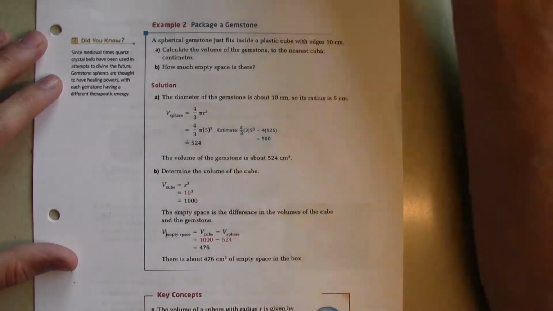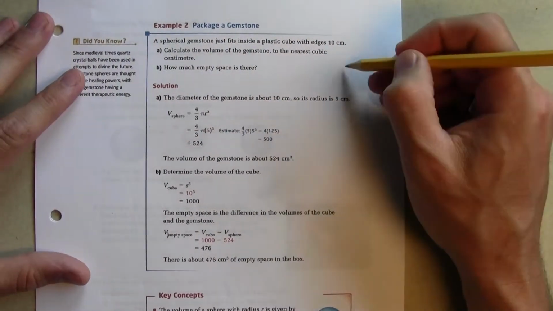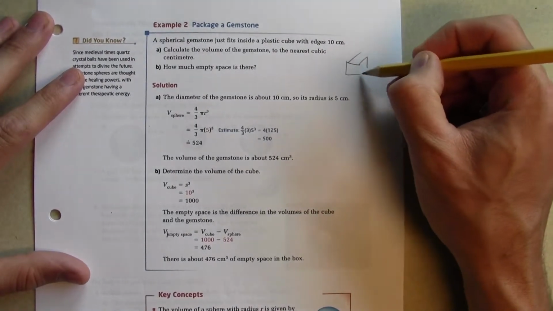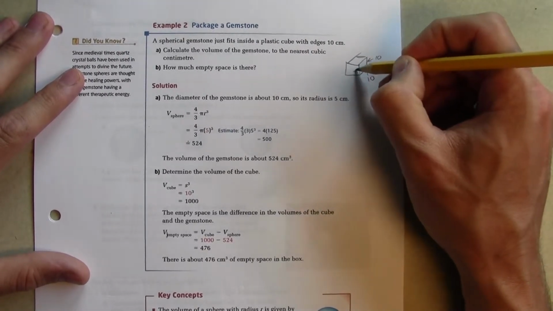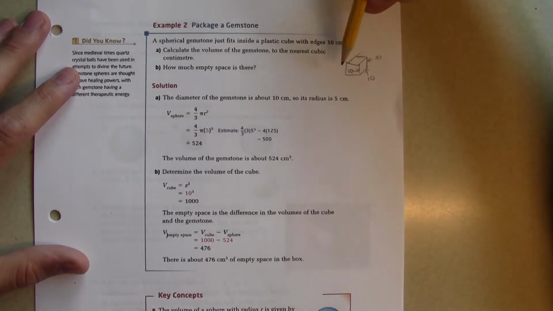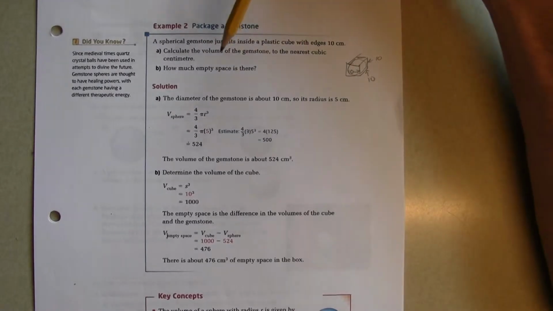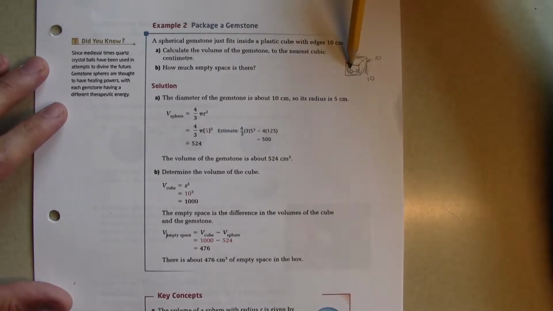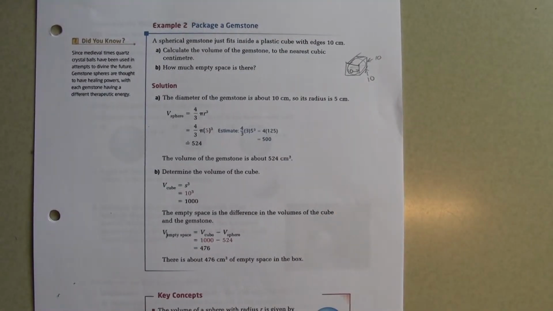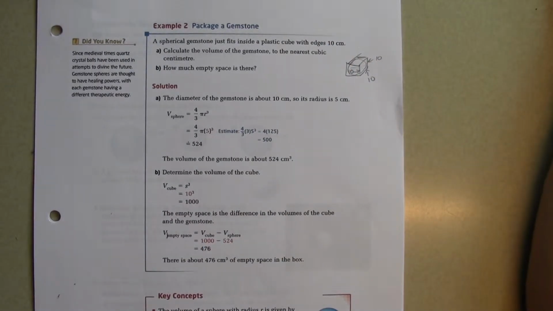All right, last example. A spherical gemstone just fits inside a plastic cube with edges 10 centimeters. So we have a plastic cube. We know a cube, all of our sides are the same, so every side is 10. And then we have a spherical gemstone that's fitting inside there. Calculate the volume of the gemstone to the nearest cubic centimeter. So what's the diameter going to be if we have a gemstone that fits right inside a cube that is 10 centimeters wide?